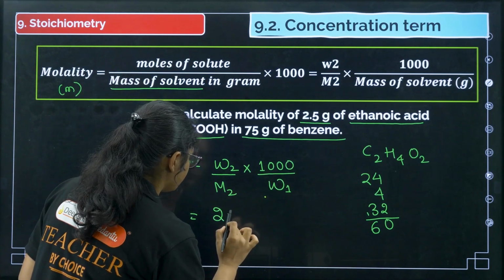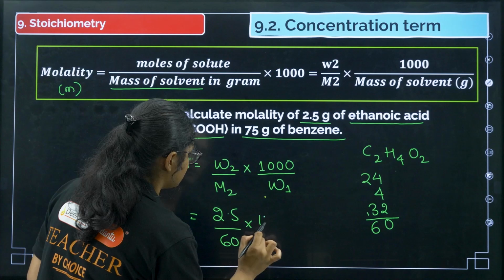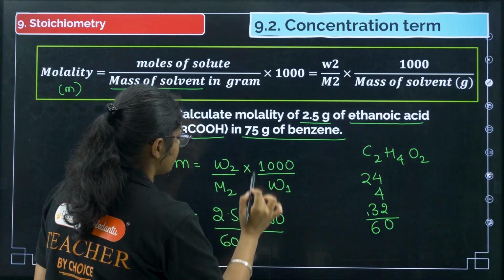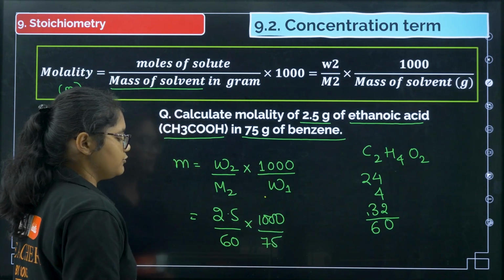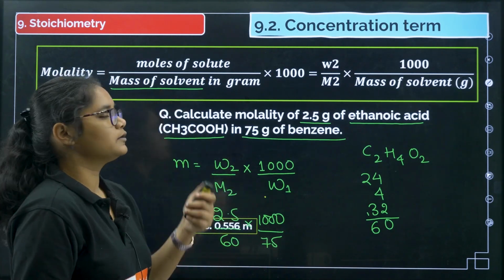So 2.5 gram of ethanoic acid, then molar mass is 60 gram into 1000, right? What is the mass of the solvent? 75 gram. So now if you solve this, you will be getting around 0.556. Small m is the unit.